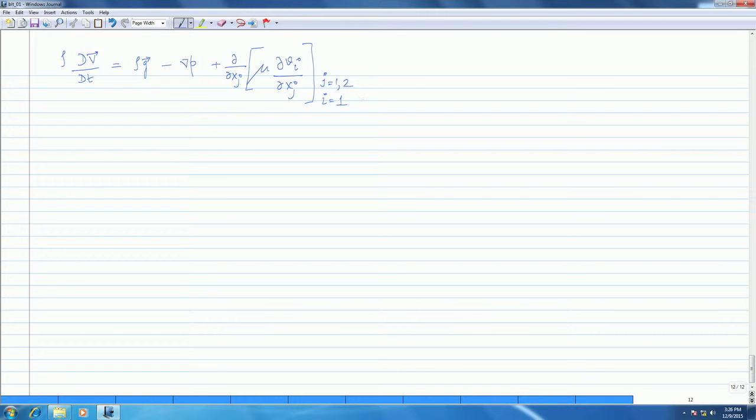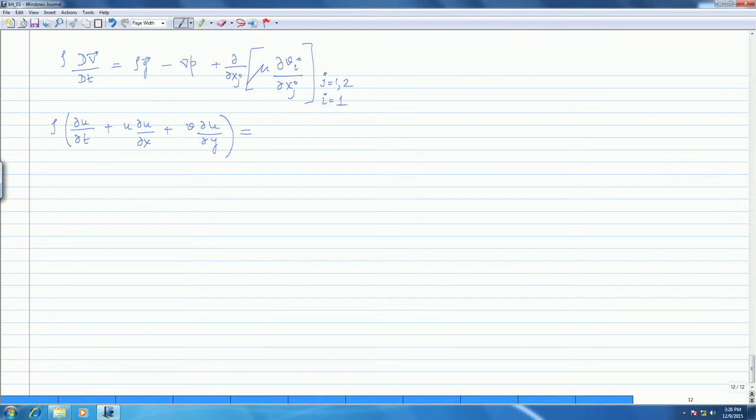So, let us expand the left hand side. What is the left hand side? It is basically del u del t plus u del u del x plus v del u del y plus w del u del z. But we said that we are going to do this in 2D, so we are going to get rid of this term. So, we will basically have this on the left hand side. This part is the instantaneous, and these two terms contribute to the convective acceleration.